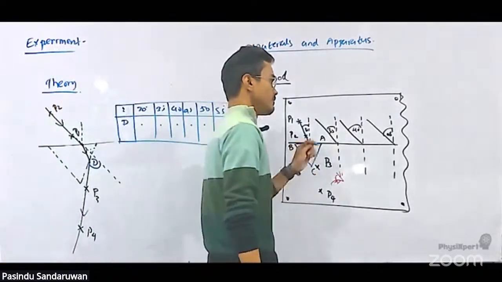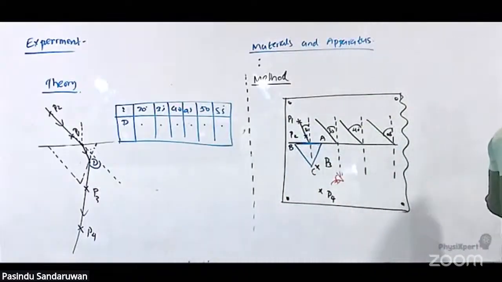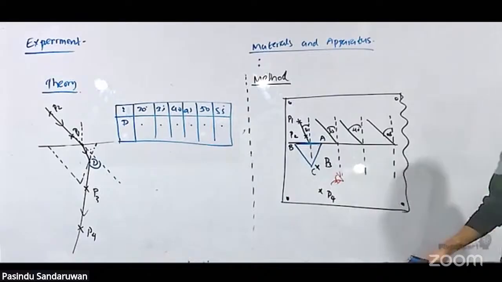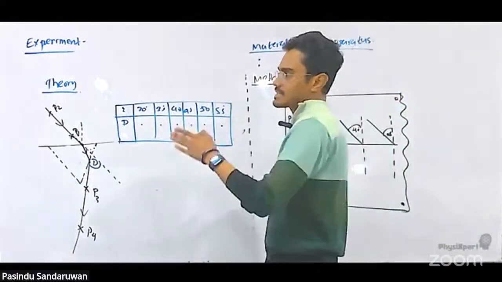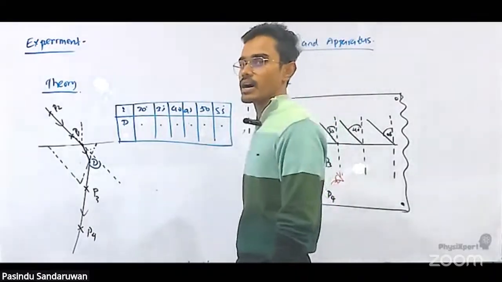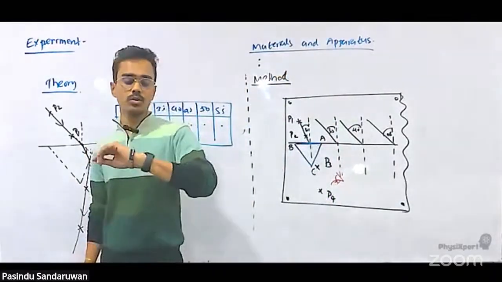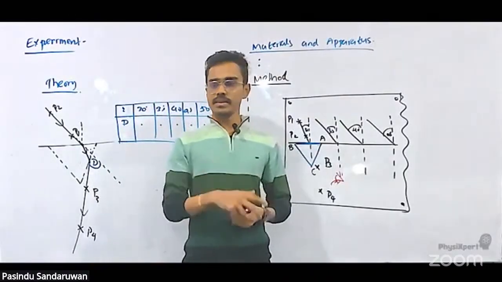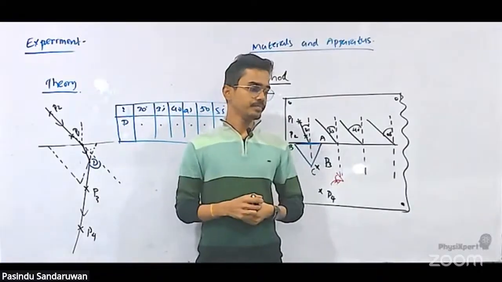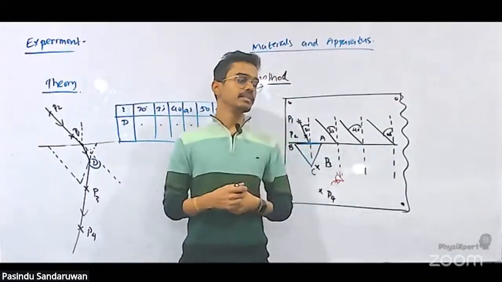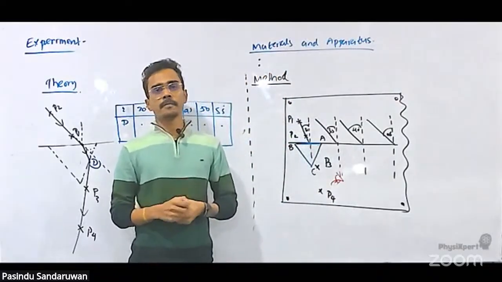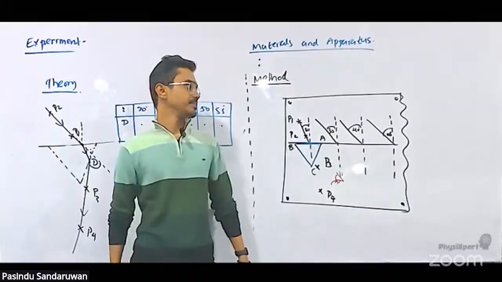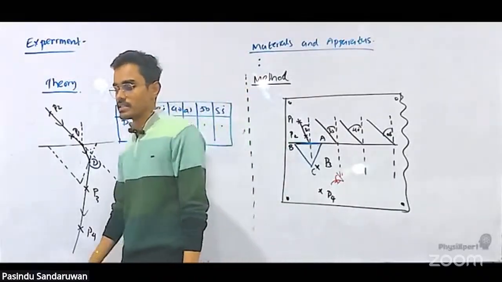Next point. Fix optical pins P3 and P4 as they are collinear with the images of P1 and P2 seen through AC.